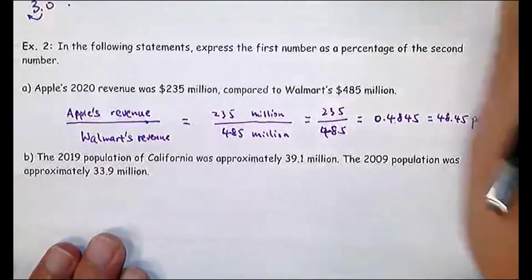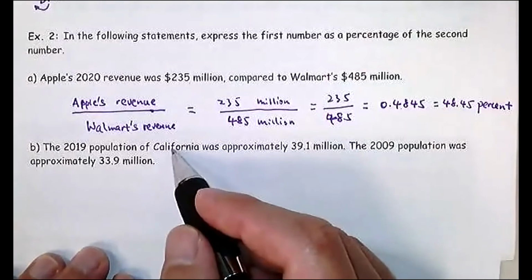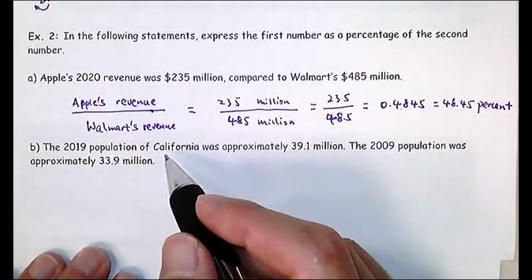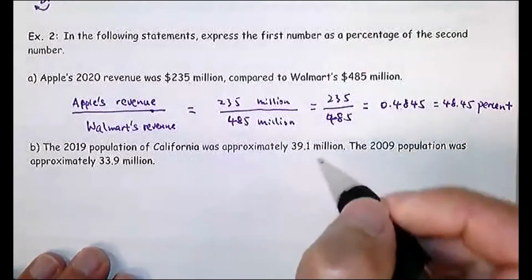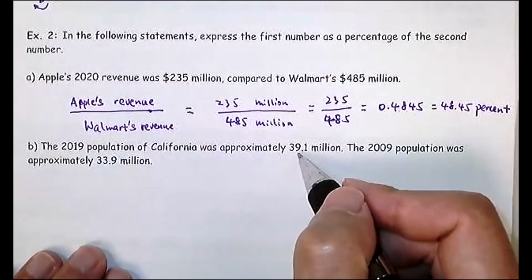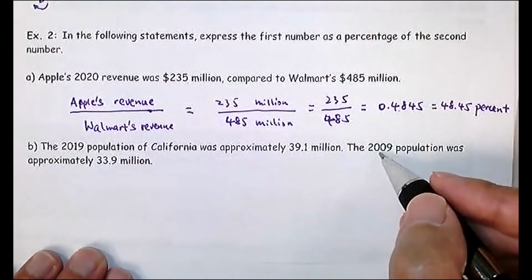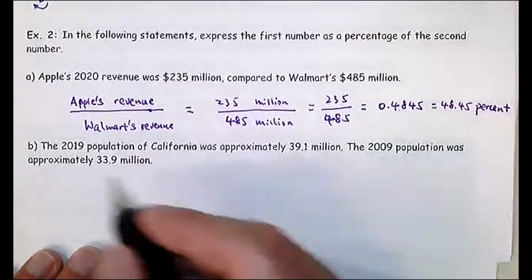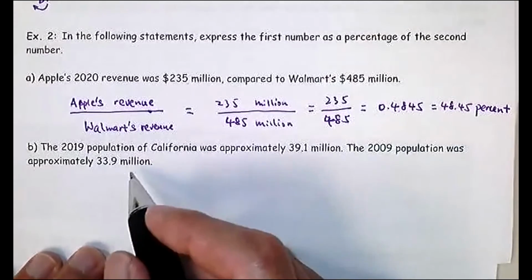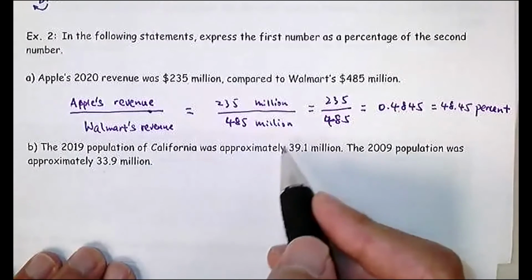Let's continue. California, the largest state in terms of population in the US, attracts so many people. In the year 2019, it had a population of 39.1 million people. But 10 years ago, it had only 33.9 million people. So you can see the population of California is increasing very fast.